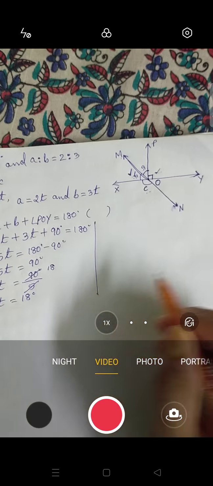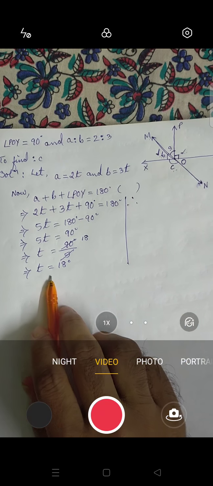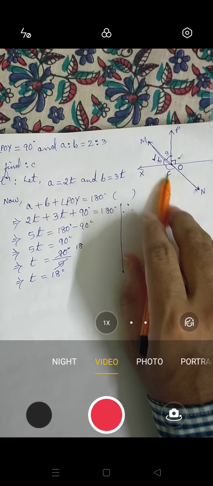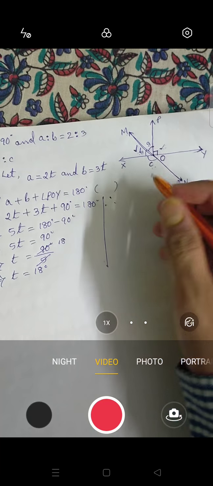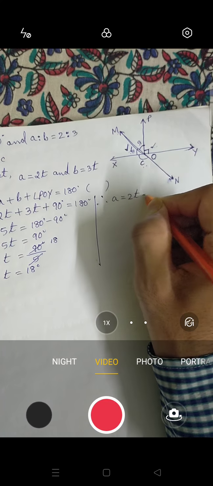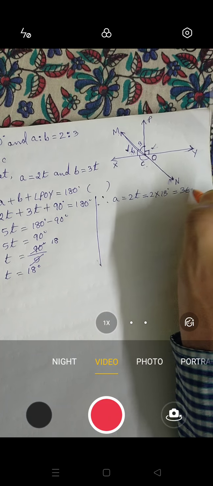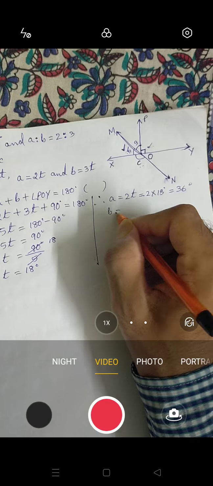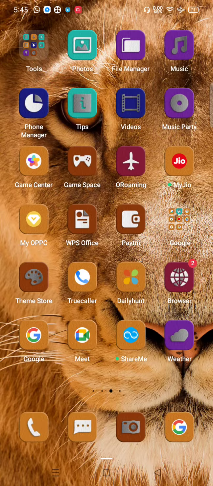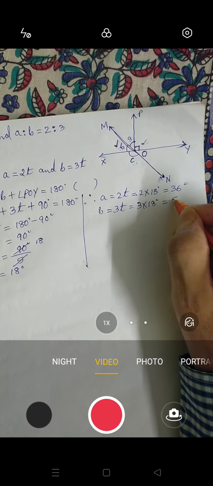Therefore we got T, so we'll be needing the value of B, then only we can compare this one. So therefore you can find both also. A is equal to 2T, that is equal to 2 into 18, that is equal to 36, and B is equal to 3T, and that is equal to 3 into 18, and that will be equal to 54. Now you got this one.